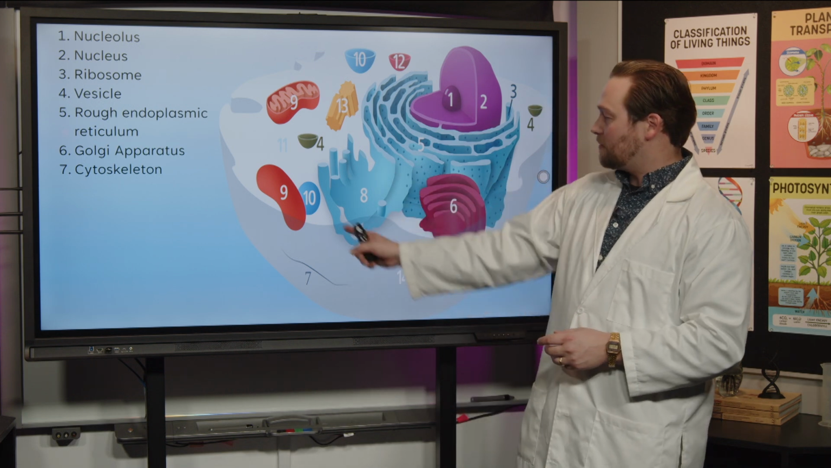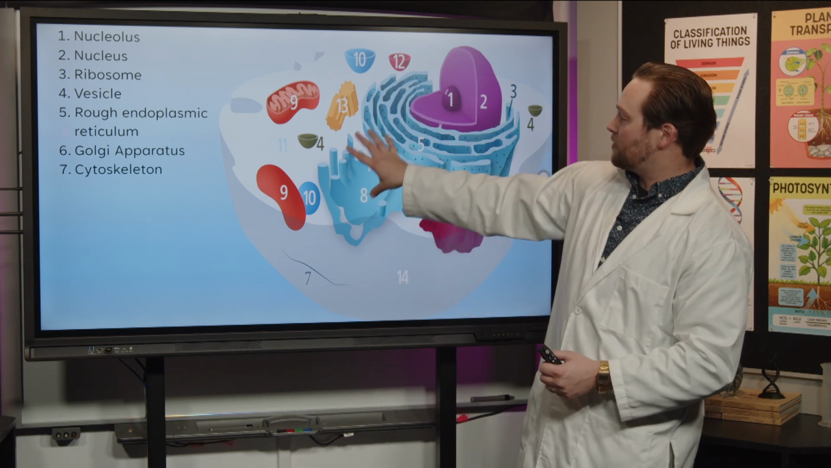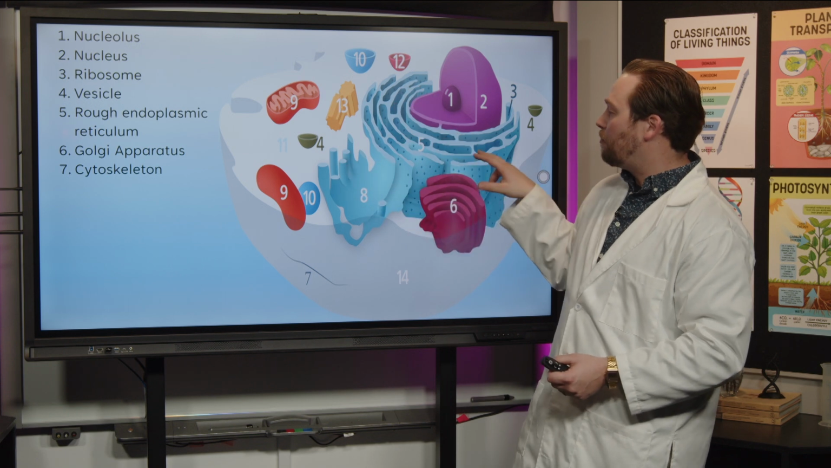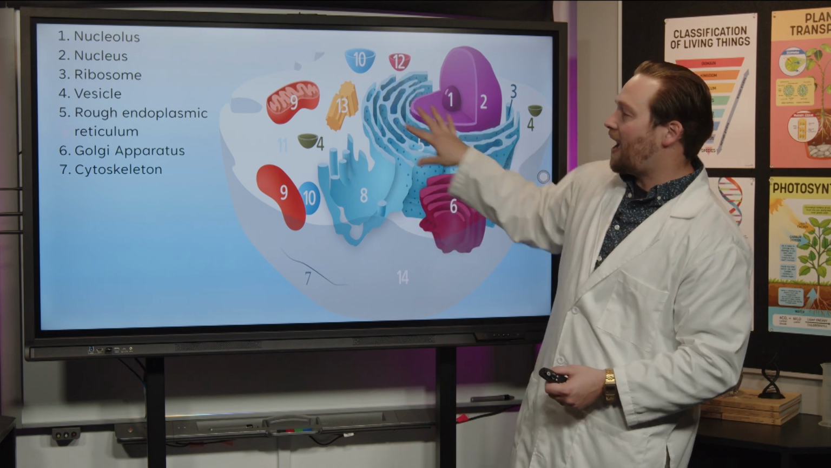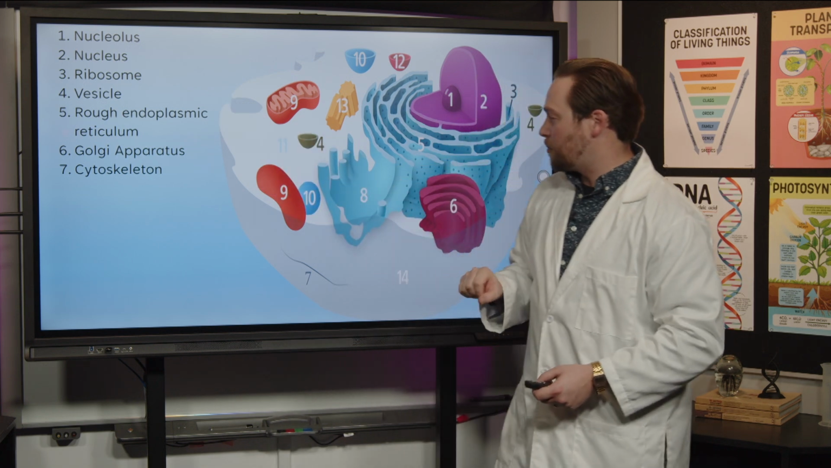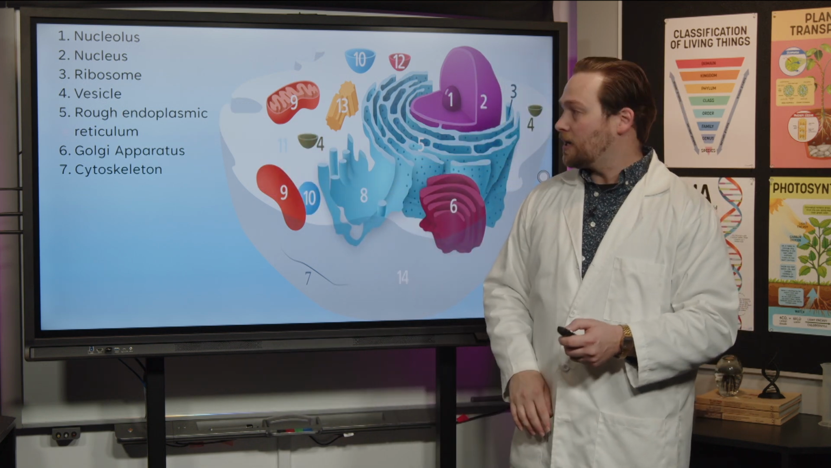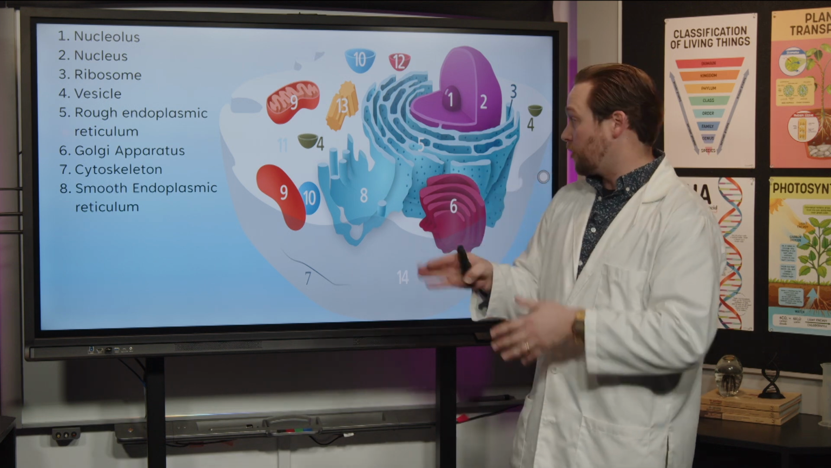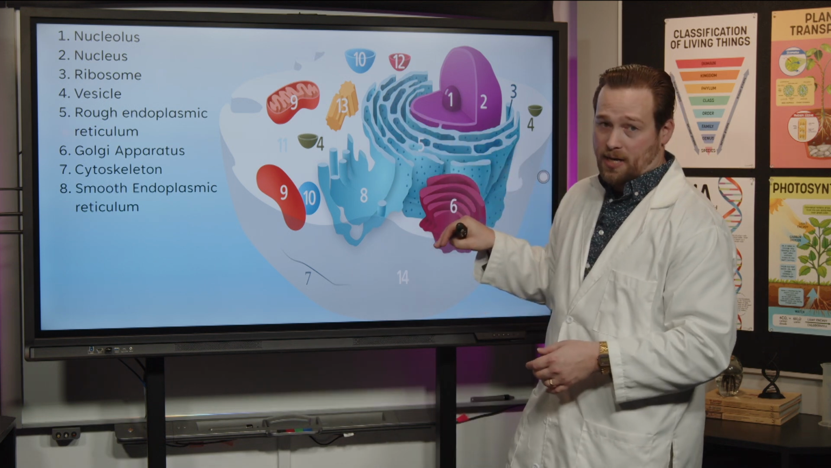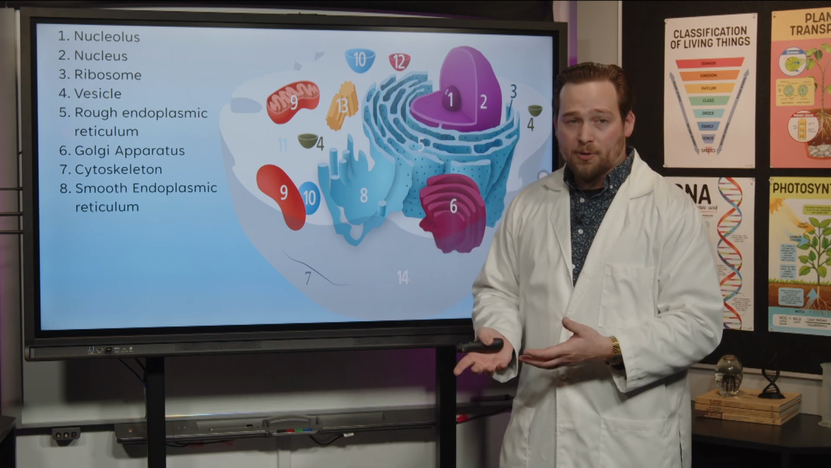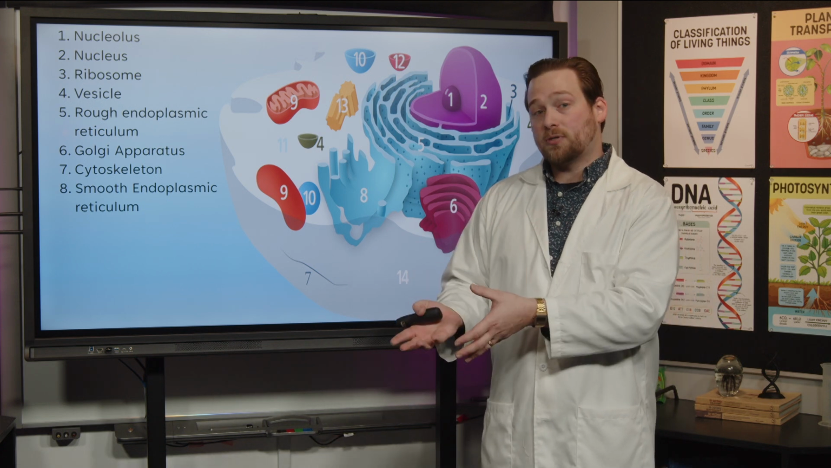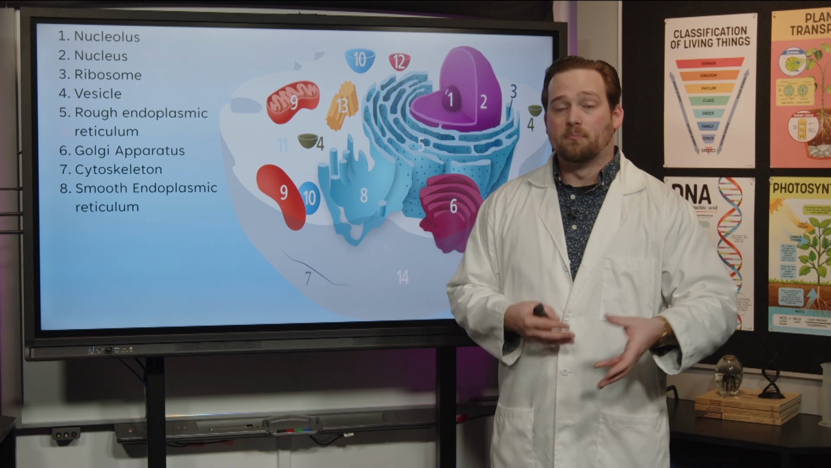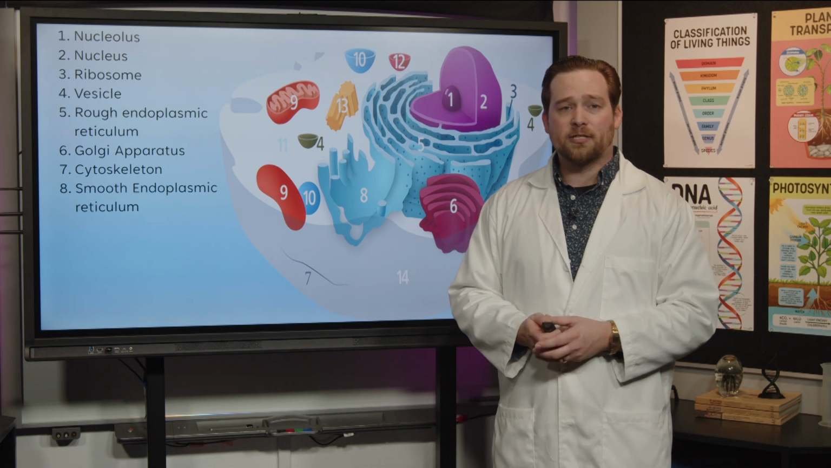So number 8 right here, you'll see that this looks pretty similar to 5, except for 8 doesn't have those little bumps there. So where 5 was the rough endoplasmic reticulum, 8 is the smooth endoplasmic reticulum. It visually looks smoother because it does not have those little bumps there. Because it doesn't have ribosomes, it can't make proteins, but instead what it does is make lipids. And it's also helping to move stuff around the cell. Great, let's go to the next one.